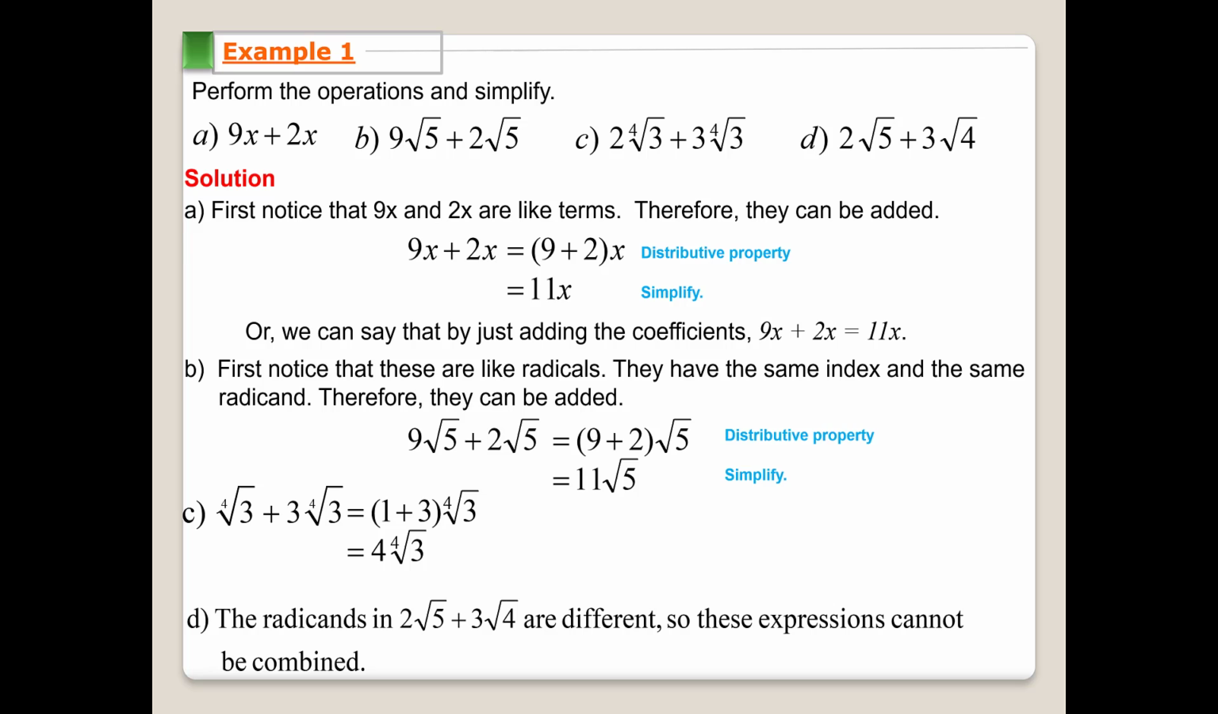In part D here, there's a little trick, right? They're different. In which case we have our square root of 5 and square root of 4. Well, those aren't the same values, so therefore we cannot combine these two. You cannot take those. That is already in the simplest form right there. That would be your answer overall.